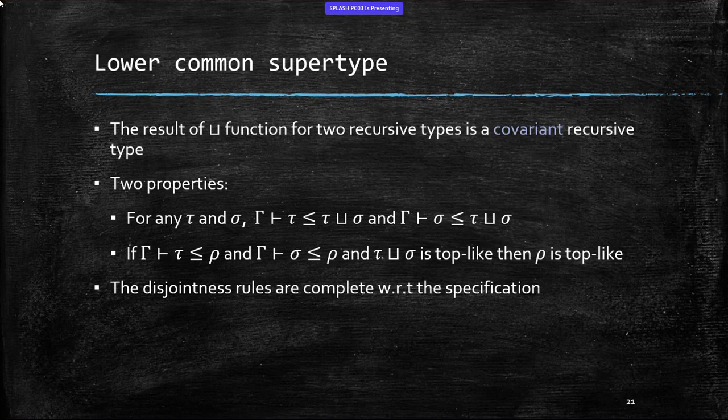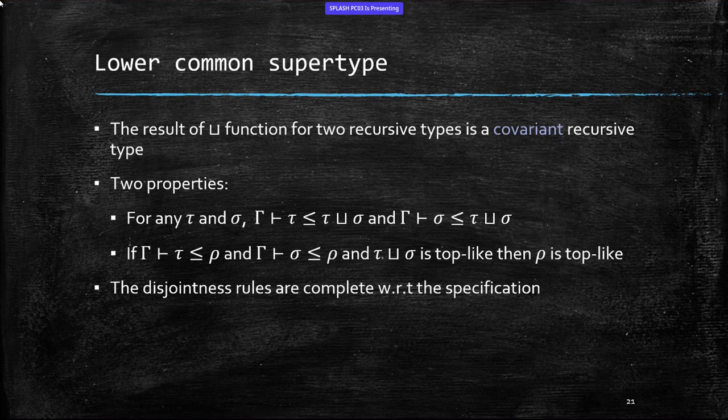The function gives us good properties for two recursive types. The lower common subtype is a covariant recursive type. Thus, we no longer need to worry about the contravariant recursive types. Furthermore, the lower common subtype has two good properties for any sigma and tau. Both tau and sigma are subtypes of their lower common subtype. And if tau is less than rho and sigma is less than rho, and their lower common subtype is top-like, then rho is a top-like type. Which means if the lower common subtype is a top-like type, then all the common subtypes are also top-like types. Therefore, the computation of the lower common subtype gives enough information to check if two recursive types are disjoint.